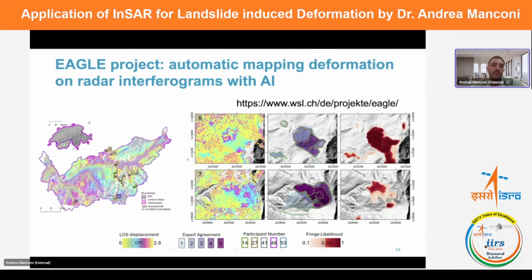We are currently working on a project that would automatically map the deformation in radar interferograms with artificial intelligence. The work that I've been showing so far has been done manually by experts. Here you can see an example on a canton in Switzerland where we are testing artificial intelligence and also comparing the performance between the model and experts who map these patterns in interferograms. Maybe you know that it's not easy to identify. It requires a lot of experience to work with radar interferometry, but we are trying to train models that can learn and map these kinds of patterns automatically. At the moment, the results are really encouraging, so we are hoping that we can get to a solution soon that would simplify the mapping of interferograms.